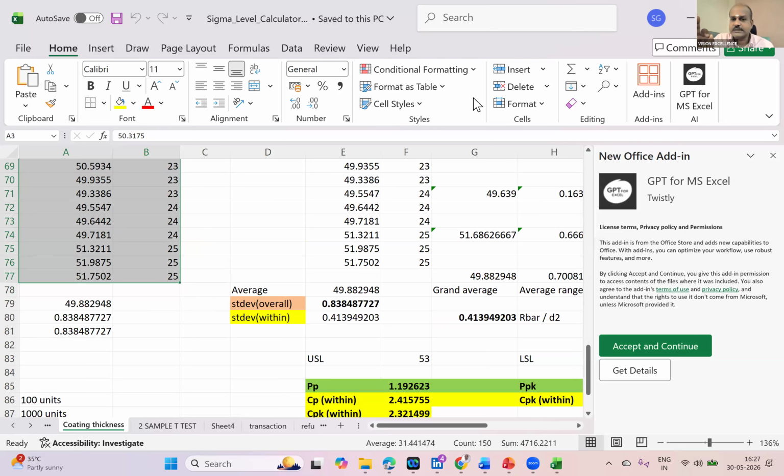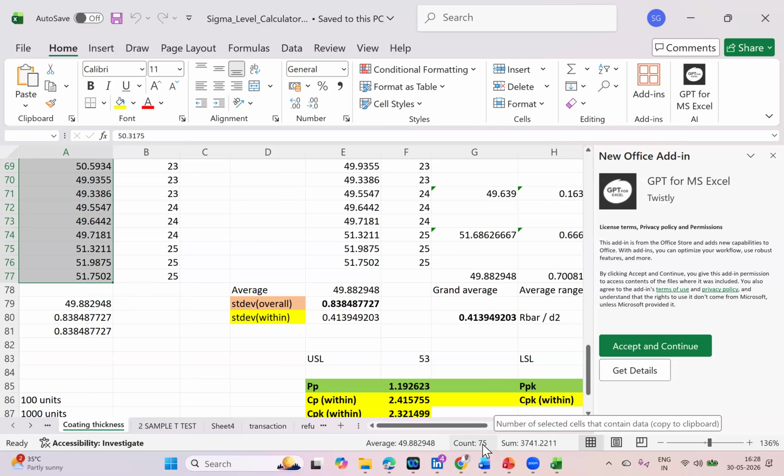For Cp and Cpk calculation, you have to use R bar by d2. For Pp and Ppk calculation, you have to use the overall standard deviation formula: under root of summation of x minus x bar the whole square divided by n minus 1. For overall standard deviation, n will be equal to how many samples? 75 samples overall.